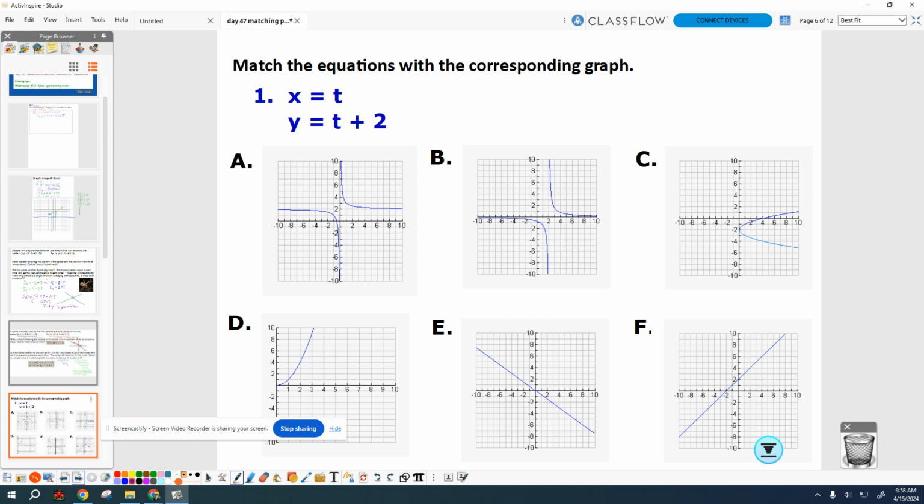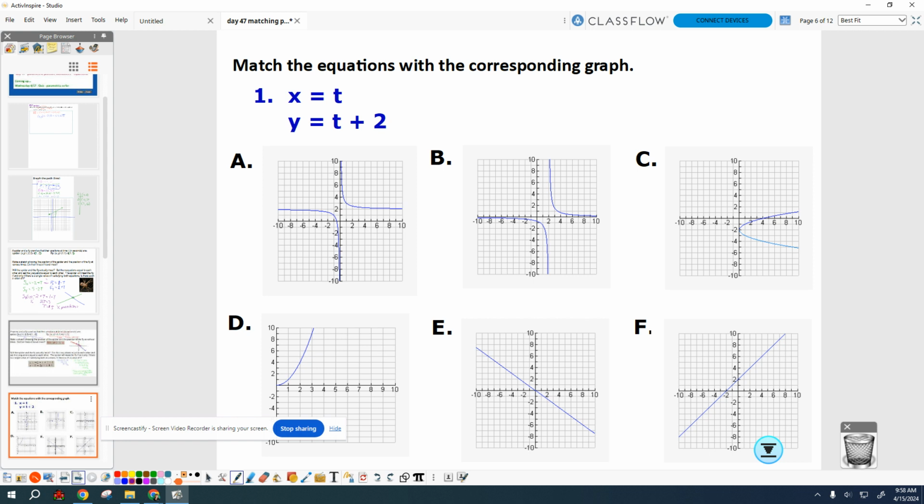Somehow figure out which one of these graphs matches. Say if x is 1, right? What's the strategy? And this t is 1. So you just plug in 1 here. 1 plus 2 is 3. Okay, how do you know? Right there is 1. X is 1.